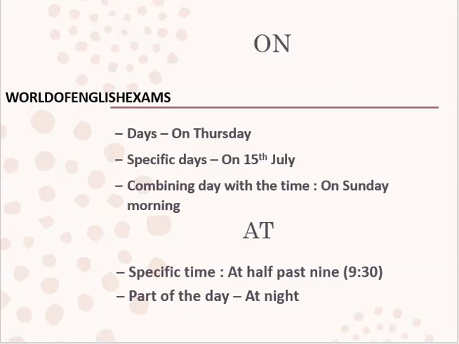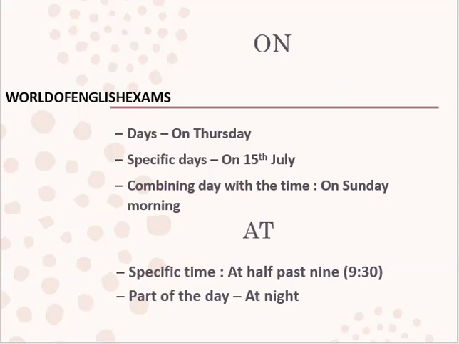Then at, as I told you, at is specifically used for talking about a particular moment of time, at this moment. So that's what it is used for. So as I told you, the first application is to talk about a specific time, at 9:30. So my dad usually arrives at 9:30. Then part of the day, at night, like that. So this is the explanation regarding prepositions of time with respect to in, on and at.